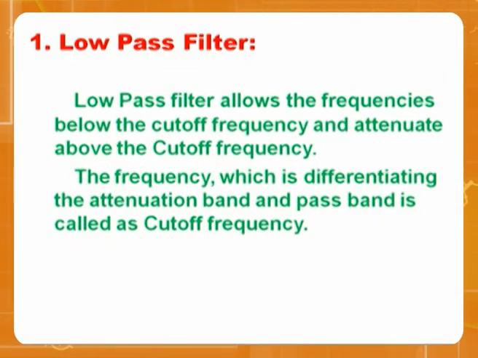Now let me go by filter. A low pass filter allows the frequencies below the cutoff frequency and attenuates above the cutoff. So below cutoff alpha is 0, after cutoff alpha is maximum. Low pass means it passes low frequencies. The frequency which differentiates the pass band and stop band is called the cutoff frequency. So these are the definitions of a low pass filter.